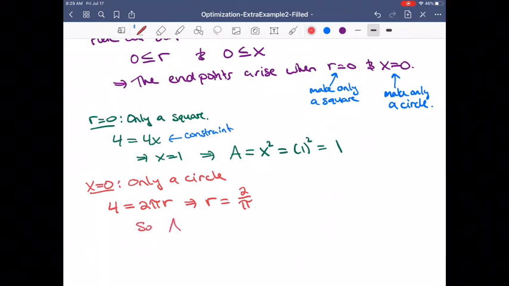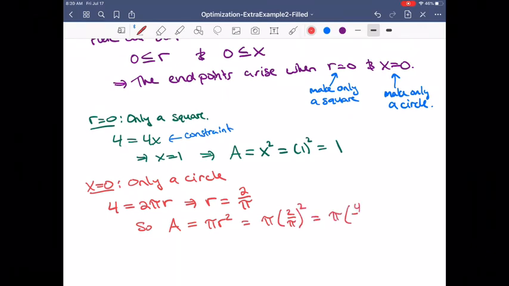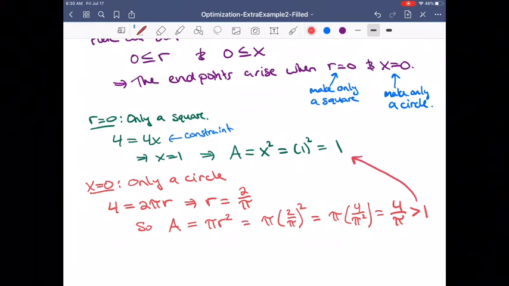The area here is pi r squared, because we only have a circle, and r is 2 over pi. So this is going to be pi times 4 over pi squared, where one pi will cancel. So this is actually 4 over pi. And 4 is bigger than pi, so this number is bigger than 1. That means it's bigger than this area, and in fact, it's bigger than the area when we had our critical number. You could check that if you wanted, but we know that that one gives a minimum.